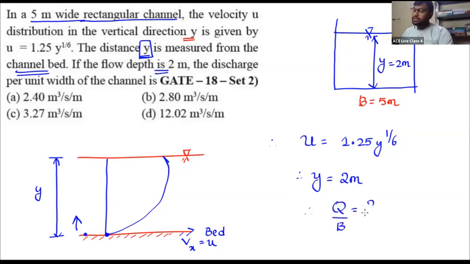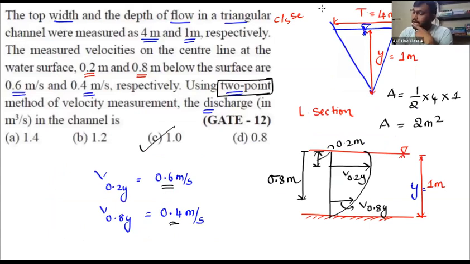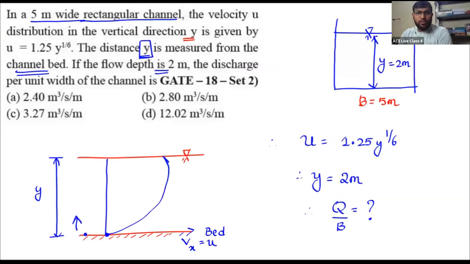They are asking. See, what is the difference between the previous question and this question? In the previous question, you observe, I gave you a triangle, and for that triangle, I gave you the depth of flow and I gave you the top width. Yes or no? Yes. And in this question, I gave you a triangle. Sorry, in the previous question, a triangle.